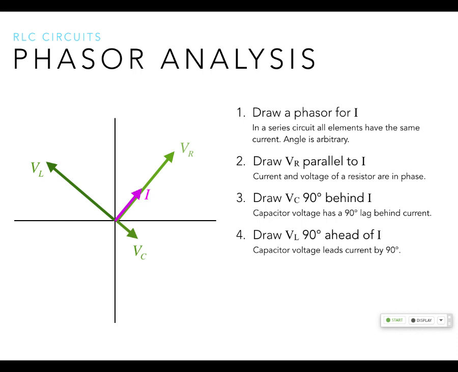You project them onto the x-axis. So this would be the instantaneous voltage across the capacitor. This would be the instantaneous voltage across the resistor. This would be the instantaneous voltage across the inductor. You can see they're all peaking at different times. And peaking means they cross the x-axis, okay, because that's when you get the maximum voltage.